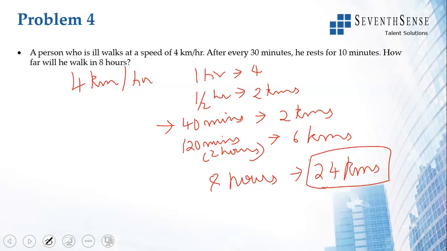So after every 30 minutes, he is resting. That is what it says. He doesn't rest for 30 minutes once. Every 30 minutes pass, he's resting for 10 minutes, which means after covering every 2 kilometers, he's resting for 10 minutes.